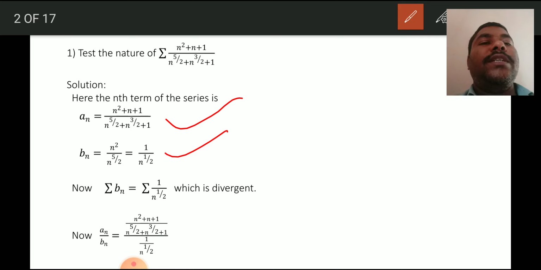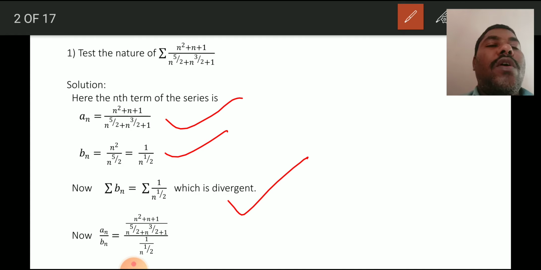Now summation bn is equal to summation 1 by n raised to half. The power of n is half, that is less than 1, which is divergent. Then an by bn is equal to (n square plus n plus 1) divided by (n raised to 5 by 2 plus n raised to 3 by 2 plus 1), divided by 1 by n raised to half.